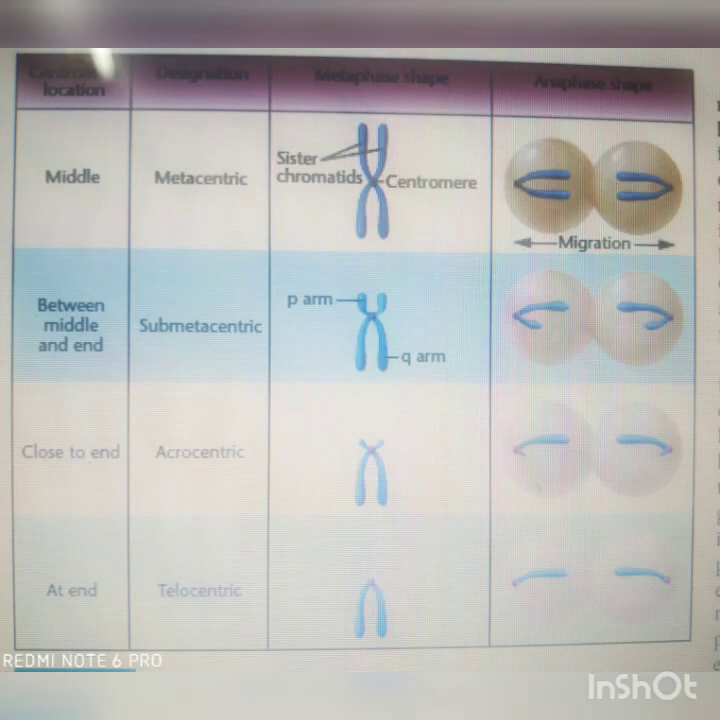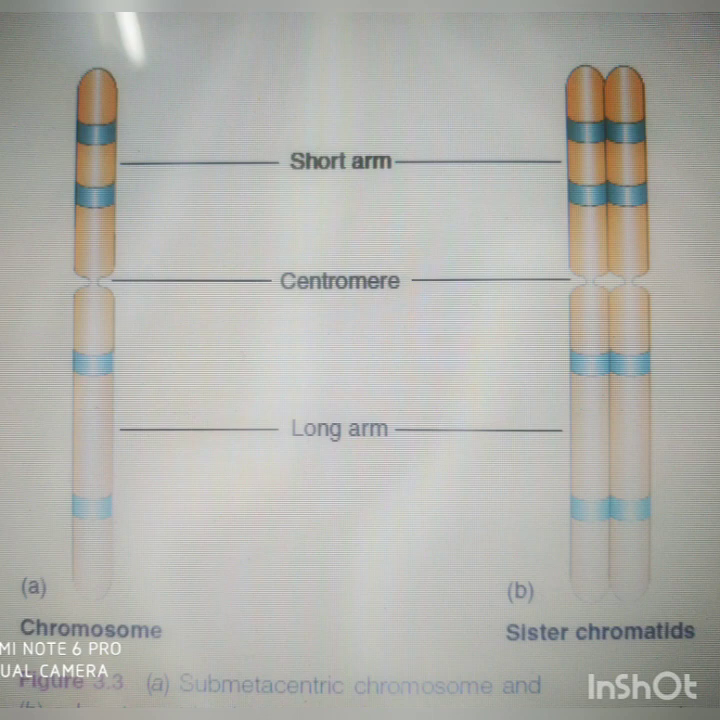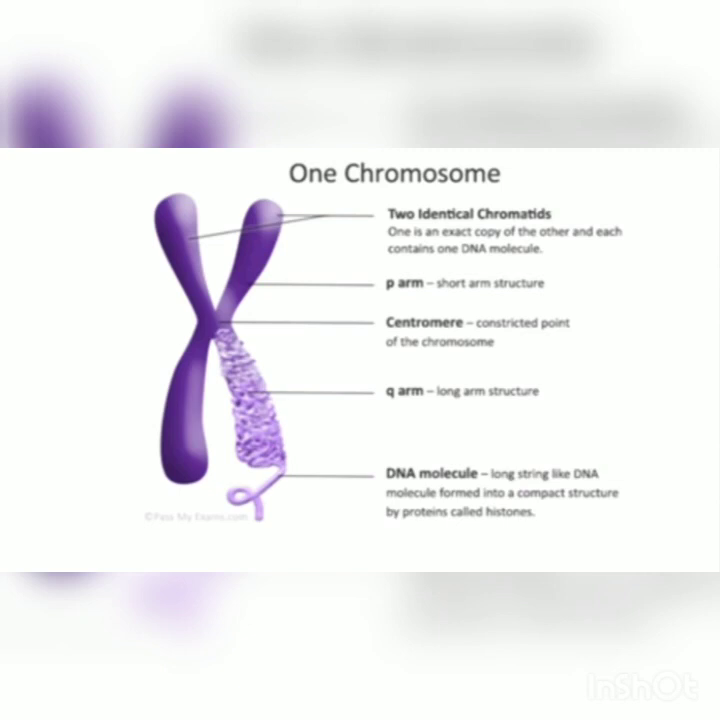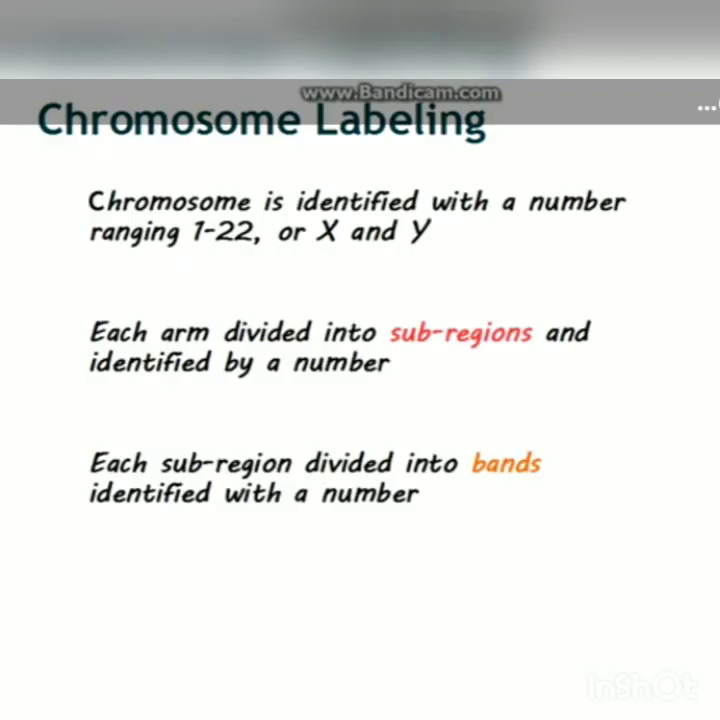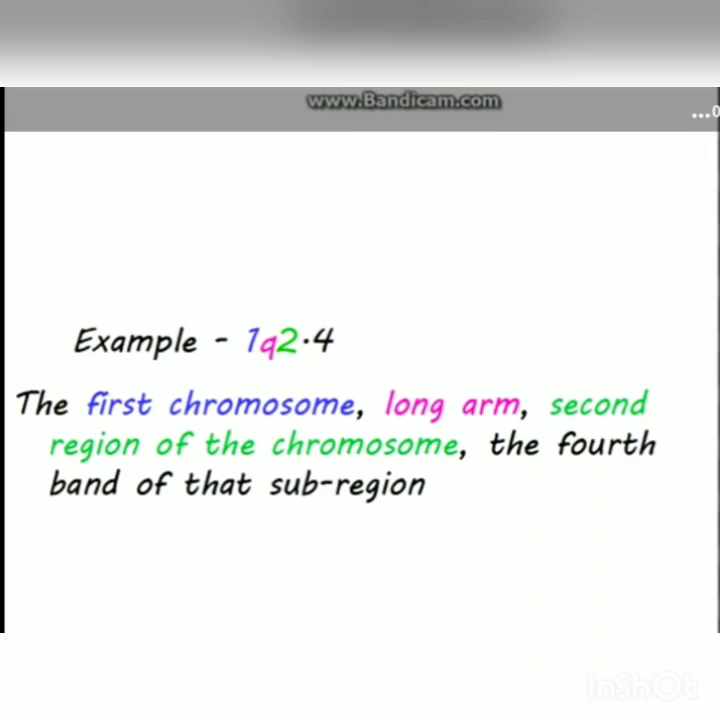This is a graphical representation of metacentric, submetacentric, telocentric, acrocentric. This is again a representation of sister chromatids, long arm and short arm. So P is the short arm and Q is the long arm. Then chromosome labeling. How do we do the chromosome labeling? Again, from the MCQ point of view, this is very important.